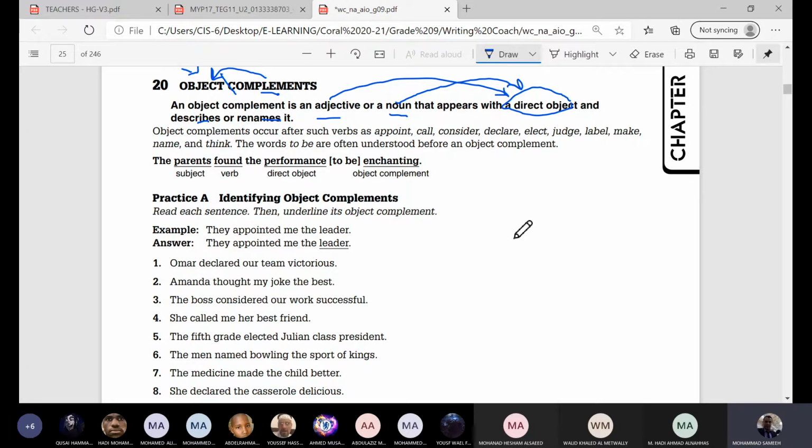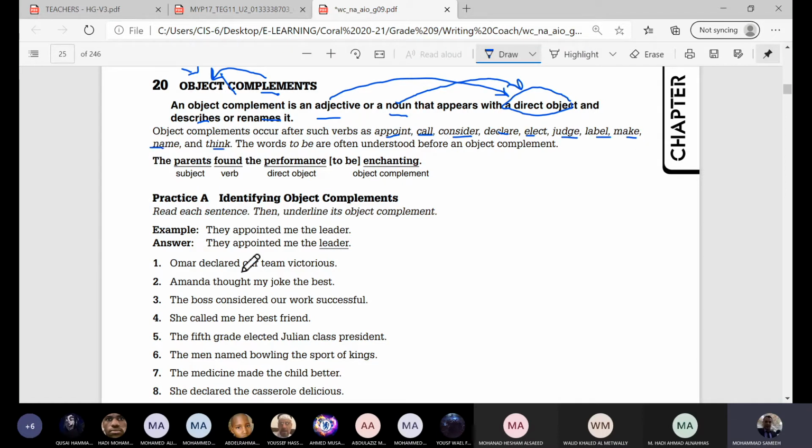This is just a title. What type of word is the object complement? It can be a noun and it can also be an adjective. Are there certain verbs with which I find object complements? Yes, many verbs. Like what? All of them have to be action and transitive at the same time to allow objects. Verbs like appoint, call, consider, declare, elect, judge, label, make, name, and think.